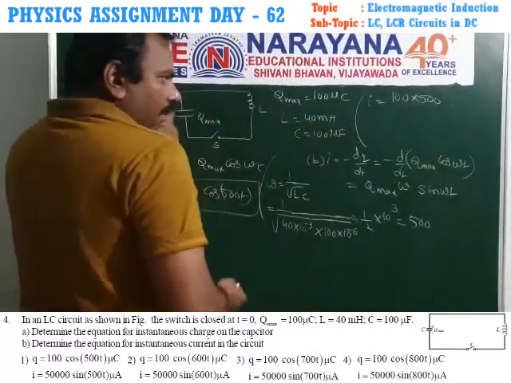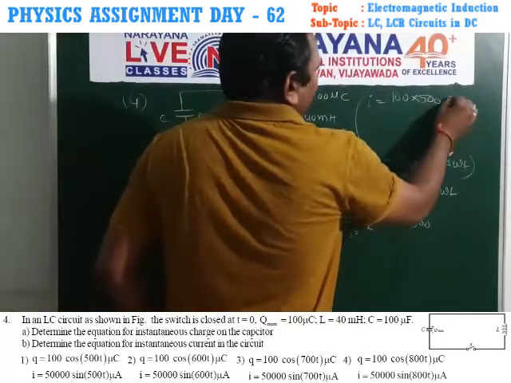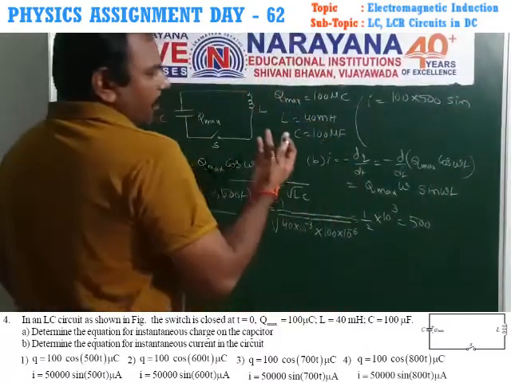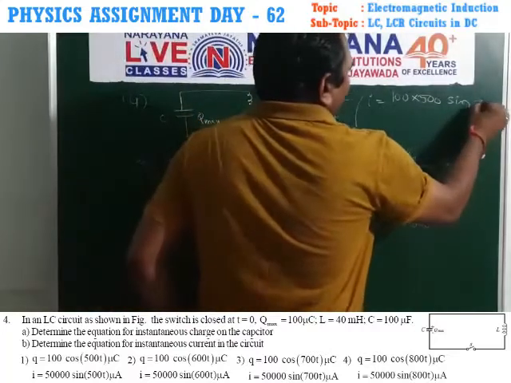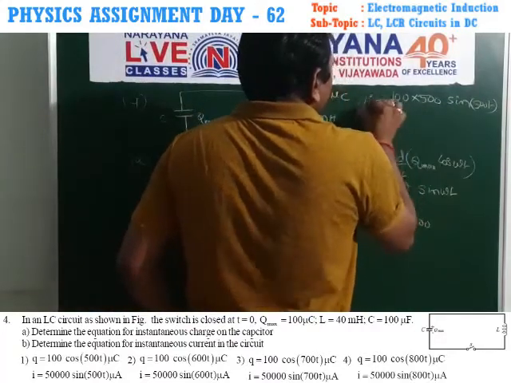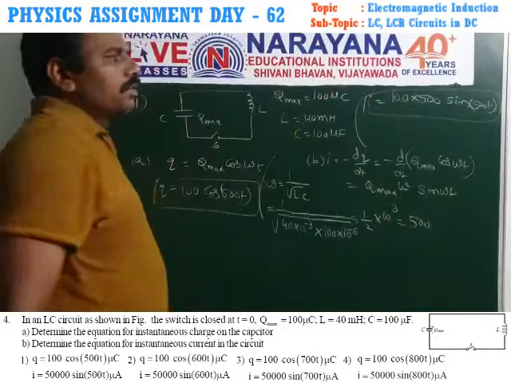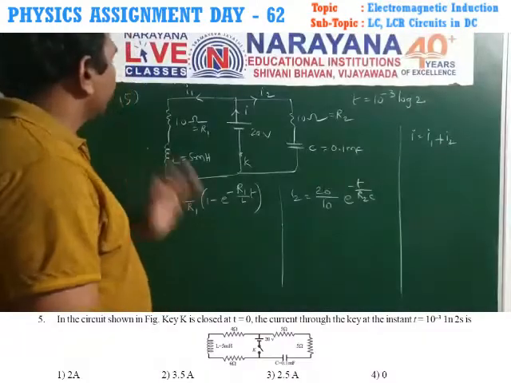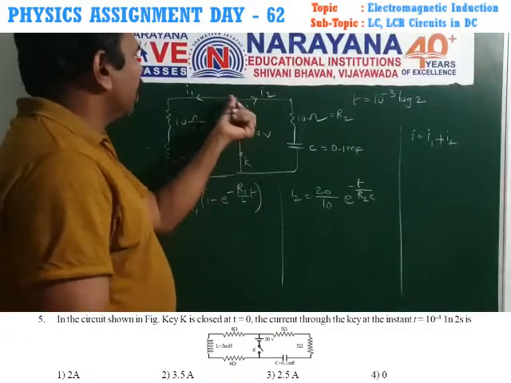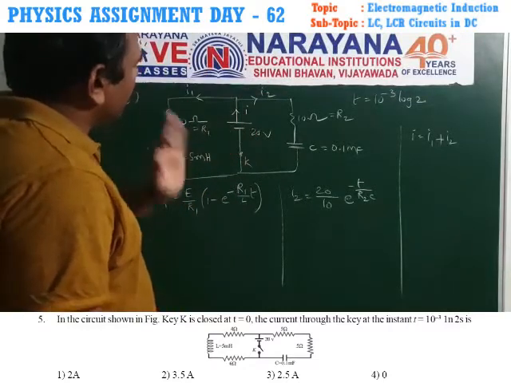So 10 power, into sin omega t. So what is the omega value? 500. This is the current that passes through. In the fifth sum, the circuit diagram is shown like that.